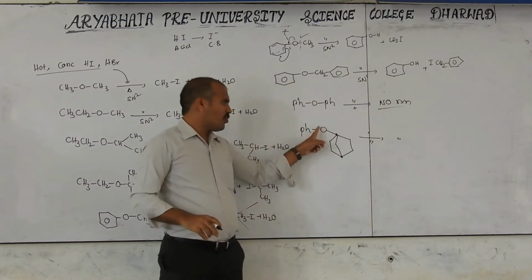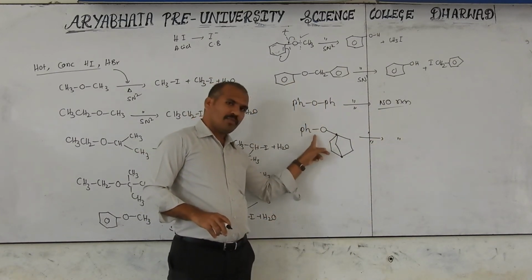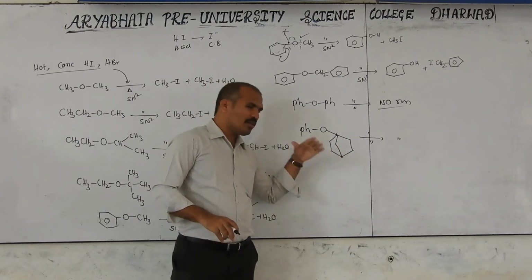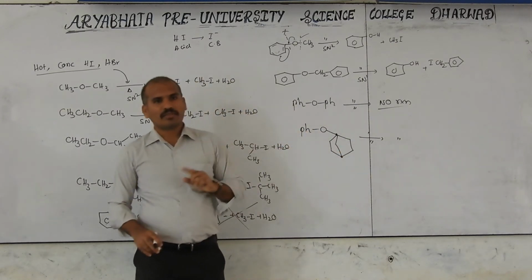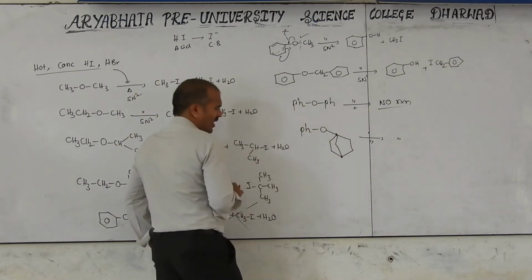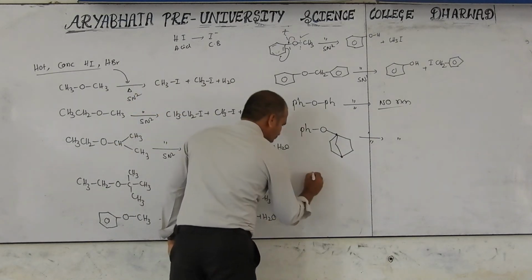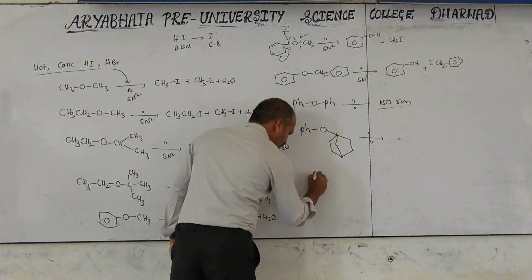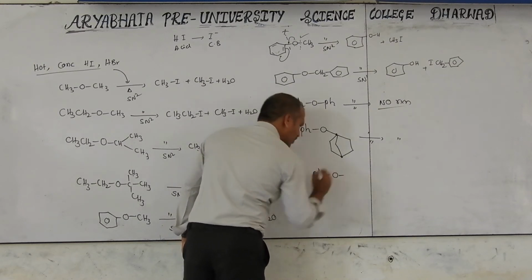The reason: this O–R bond breaking is also difficult, and this bond at the bridgehead carbon breaking is also difficult. This is also not possible. Now we will take one more example.